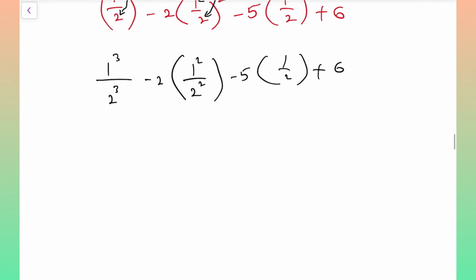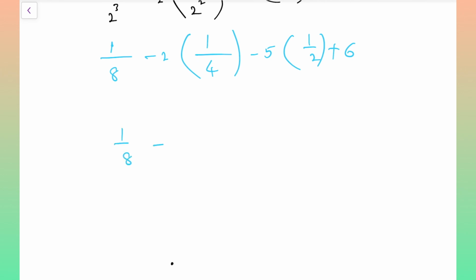Now coming to the simplification of this. 1 cube, 1 by 2 cube. Here if you are not perfect in the calculations, please don't make mistakes. 2 cube, don't write it as 6. 2 cube is nothing but 2 into 2 into 2. So 2 2s are 4, 4 2s are 8. Minus 2 into 1 square, 1 by 2 square, 2 2s are 4. Minus 5 times 1 by 2 plus 6.